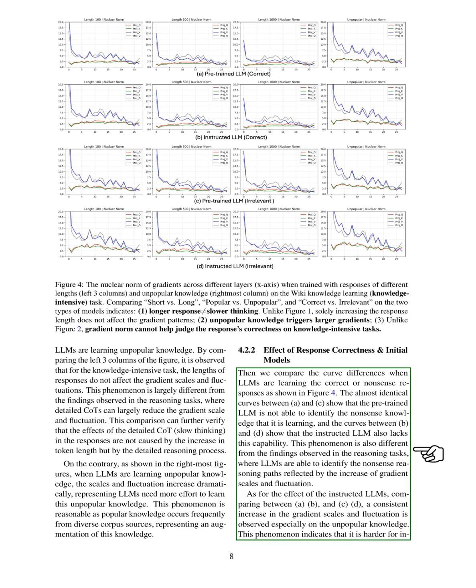Finally, we examine the differences in curves when LLMs learn correct versus nonsensical responses. The nearly identical curves for pre-trained LLMs indicate they struggle to identify nonsensical knowledge, and the same is true for instructed LLMs. This differs from our findings in reasoning tasks, where LLMs can recognize nonsensical reasoning paths through increased gradient scales and fluctuations. Notably, we observe a consistent rise in gradient scales and fluctuations for instructed LLMs, especially with unpopular knowledge, suggesting that it is more challenging for them to learn new or less familiar information that wasn't well covered during pre-training.